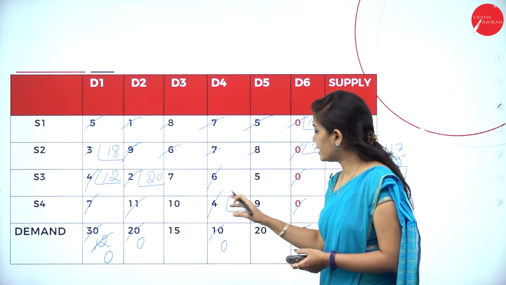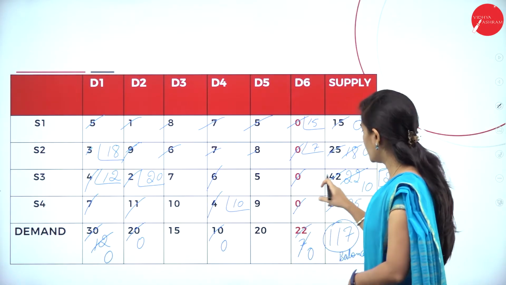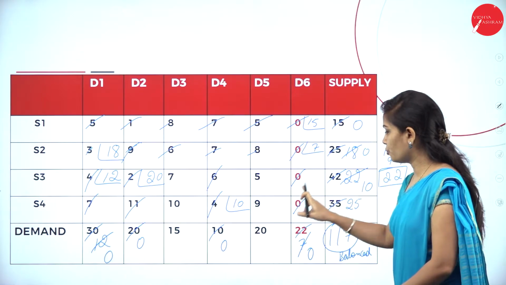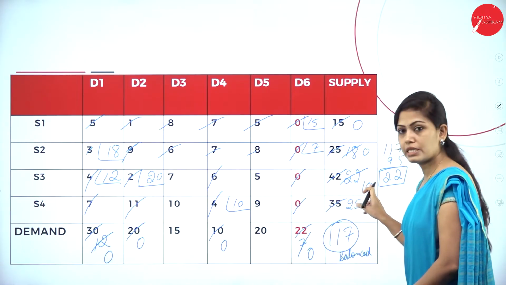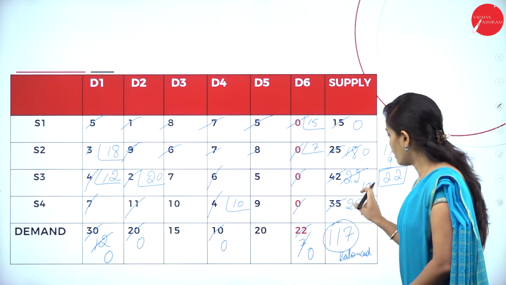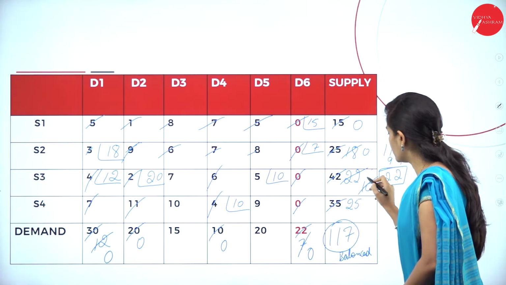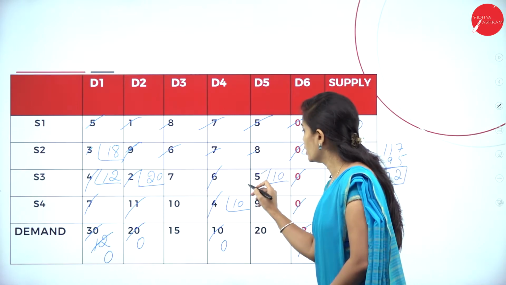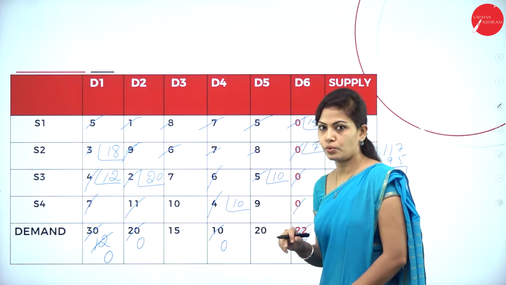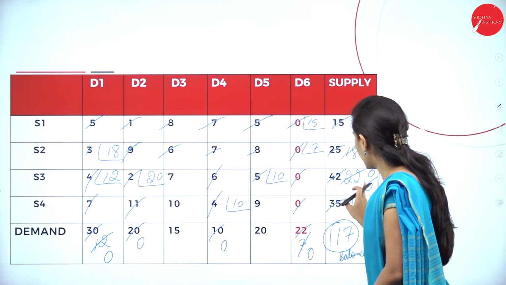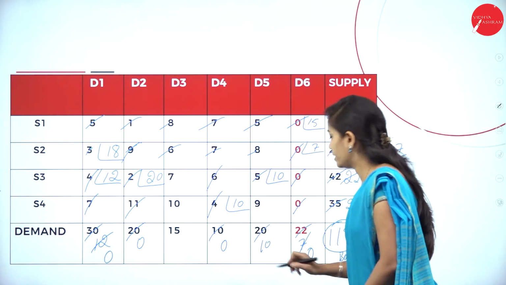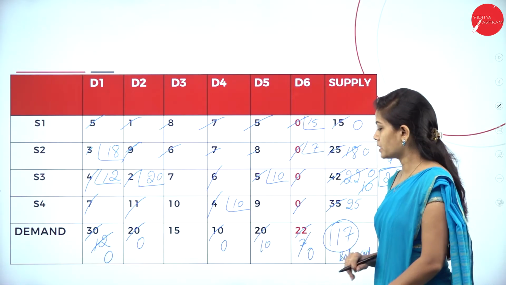Out of this, the least value is 5. You just take the supply value and demand value. Supply value is lesser than the demand value. I will allocate these 10 rupees to this cell. It will become 0. If it is 0, you can cancel this entire row. And 20 minus 10 is 10. We have 10 rupees in demand.